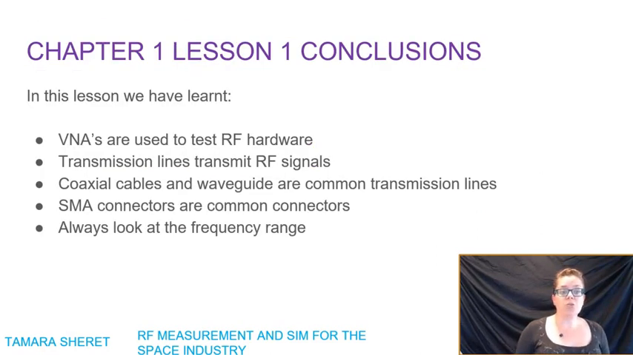So, conclusions, what have we learned? VNAs, vector network analyzers, are used to test radio frequency hardware. Transmission lines transmit the signal from place to place. Common ones are coaxial cables and waveguides. SMAs are probably the most common type of connector, and you've got to be really careful about your frequency range. Make sure whatever you're using is suitable for that frequency range.